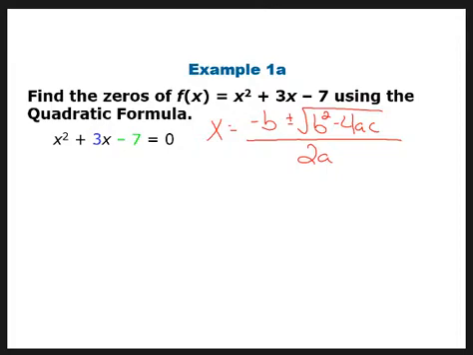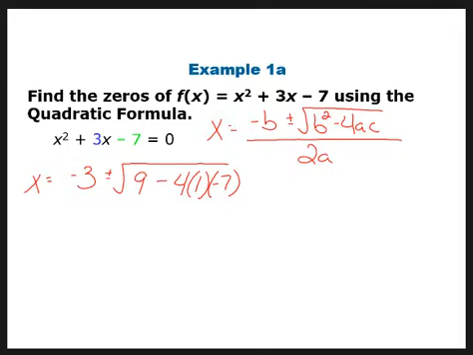All right, now all I'm going to do, like I said before, is basically just fill in numbers. So negative b, or the opposite of b, would be negative 3 in this case, plus or minus the square root of b squared, which is going to be 9, minus 4 times a times c. I'm going to put that all over 2 times a.